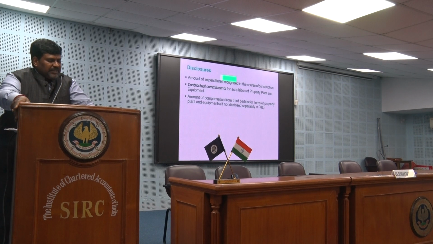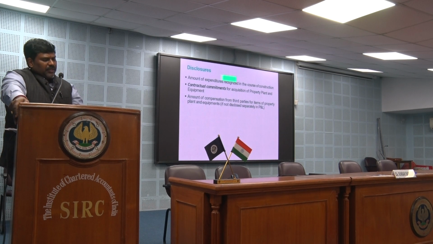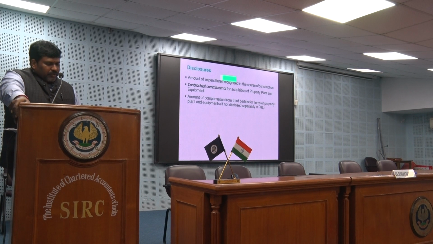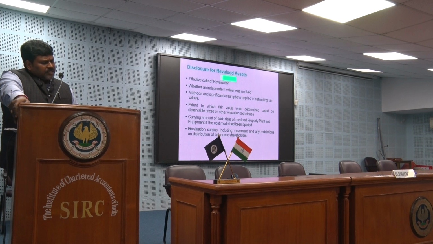The amount of expenditure recognized in the course of construction, that is in work in progress areas. Contractual commitments which you have towards acquisition of property, plant and equipment, and any compensation due from third parties. See, these are disclosures required only in case where you go for the revaluation model.